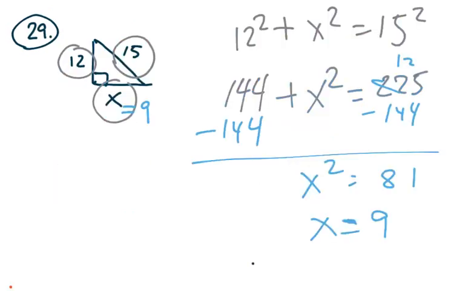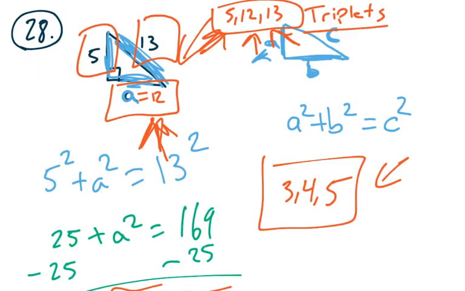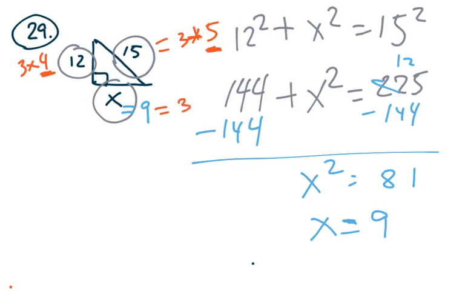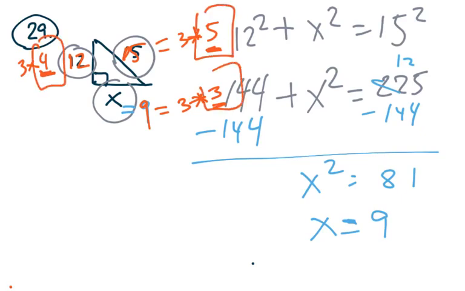Something else to note is that on number 29, notice that 12 is 3 times 4, and 15 is 3 times 5. So you can have what's called multiples of a triplet. So if this is 4 and this is 5, notice the triplet is 3, 4, 5. That means this side here has to be 3 times whatever the default triplet was, which is 3. So this would have to be 9. If you see that every single number for your lengths is divisible by a number, you may want to divide through, and by breaking it down, you'll be able to figure out what triplet you're playing with.